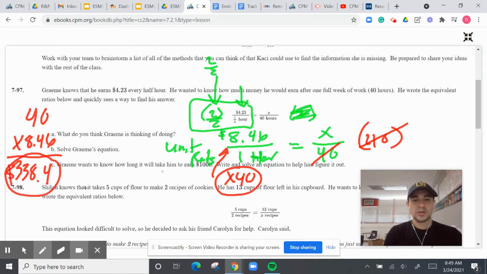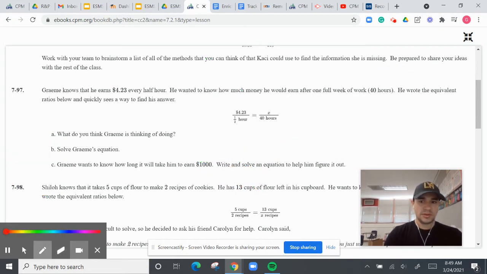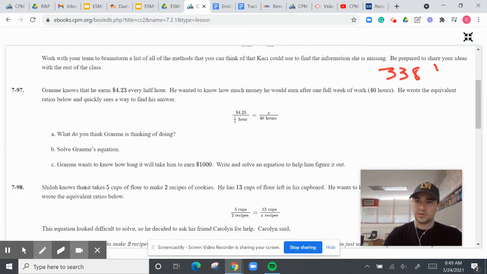Now you must know how long it will take him to earn $1,000. Write and solve an equation that you can do that. I'll just write it up here: $338.4 is 40 hours.